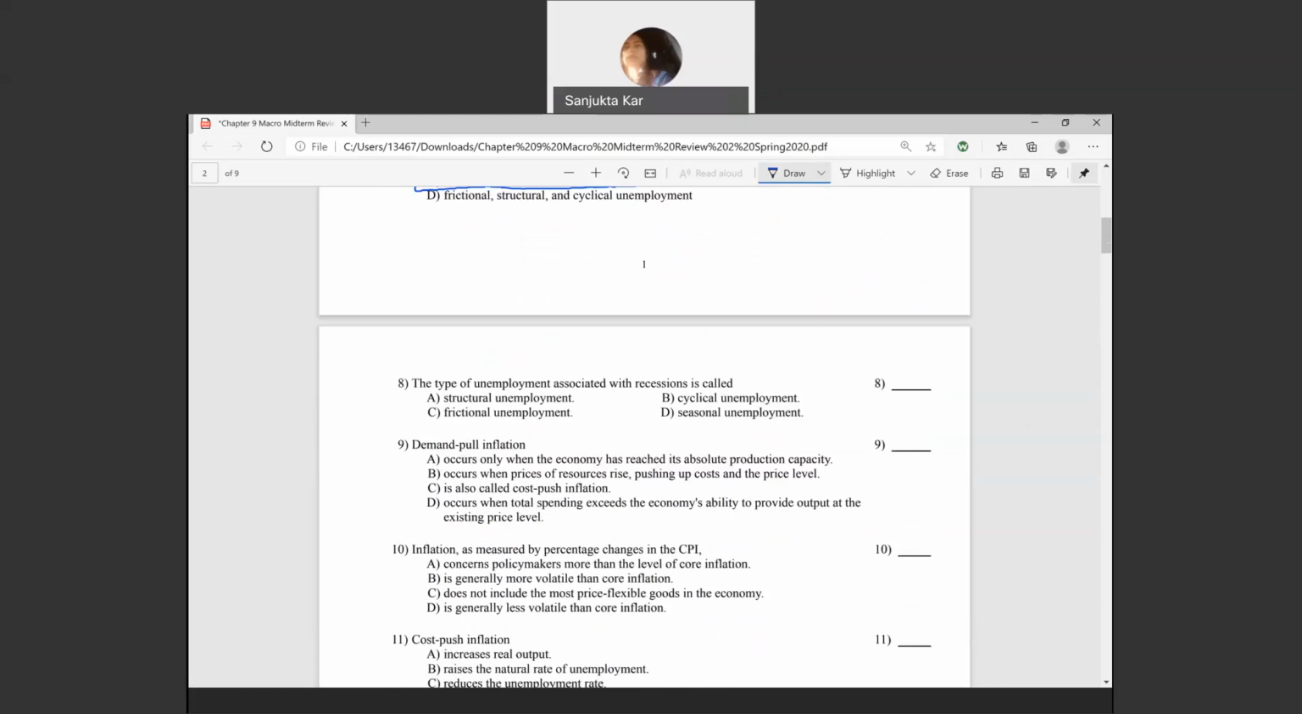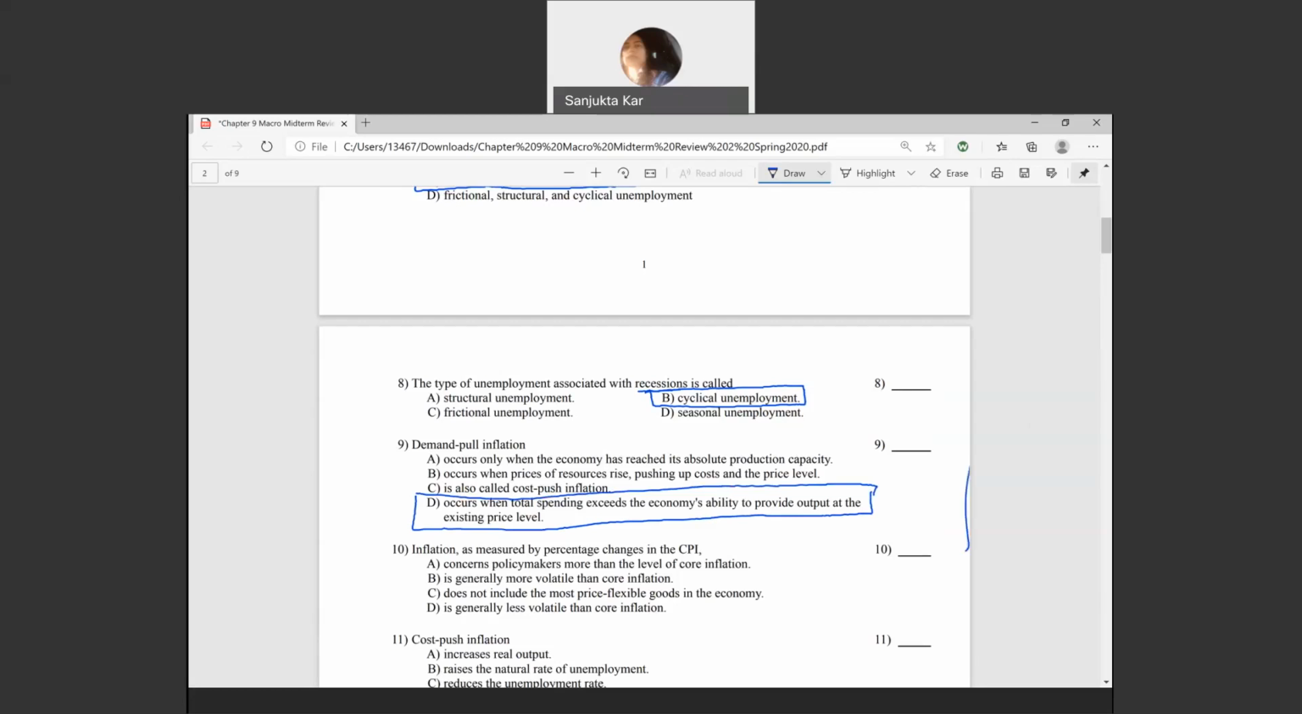Moving forward, the type of unemployment associated with recessions. This will be the cyclical unemployment. All right, question number nine. Demand pull inflation occurs where total spending exceeds the economy's ability to provide output at the existing price level. It's like too much money chasing too few goods. Right, people want to spend more than what the economy can produce.